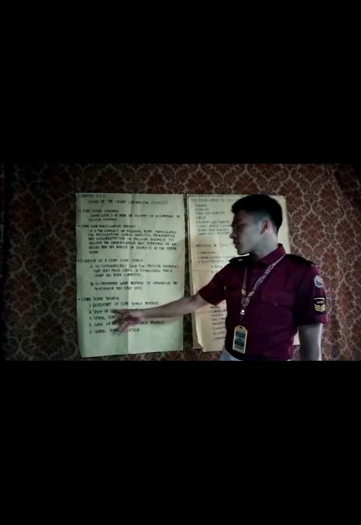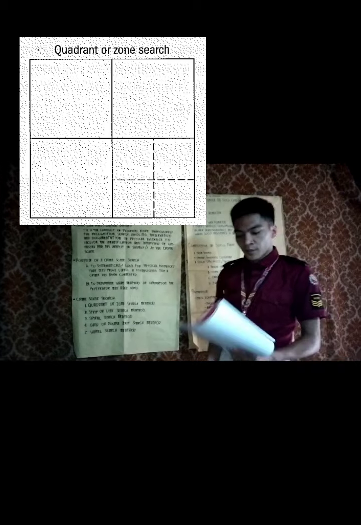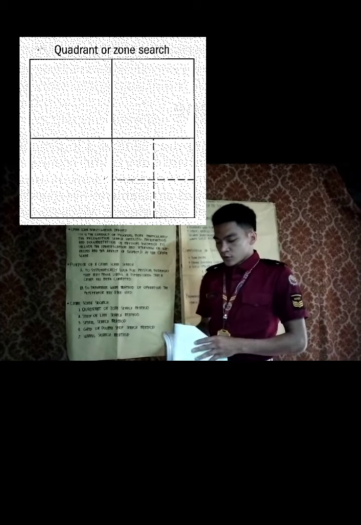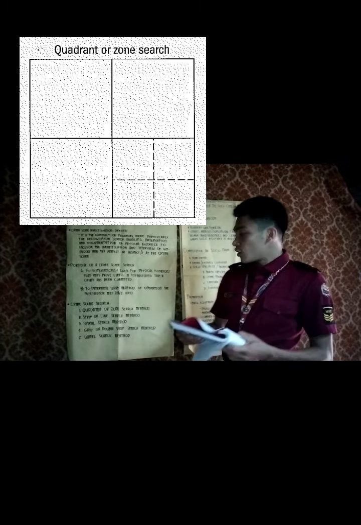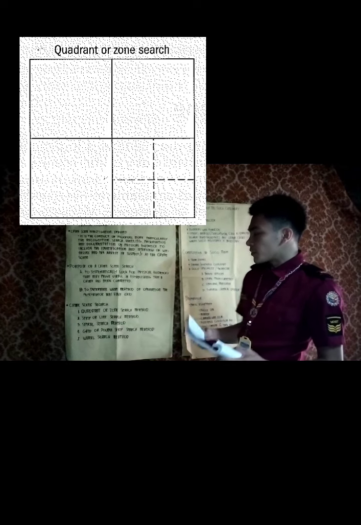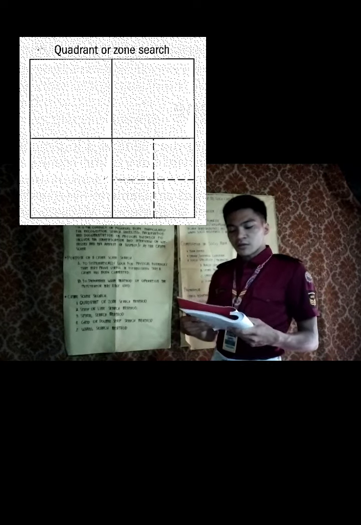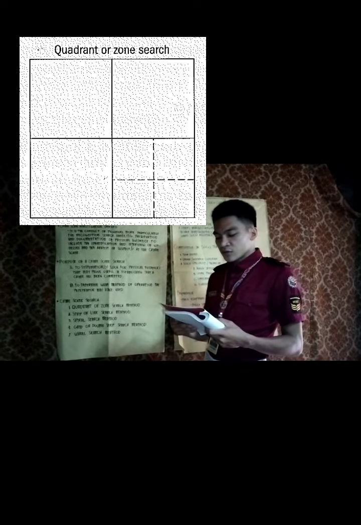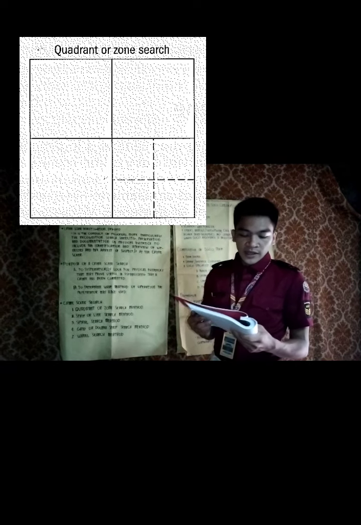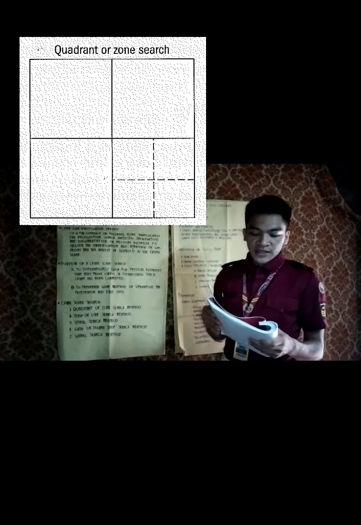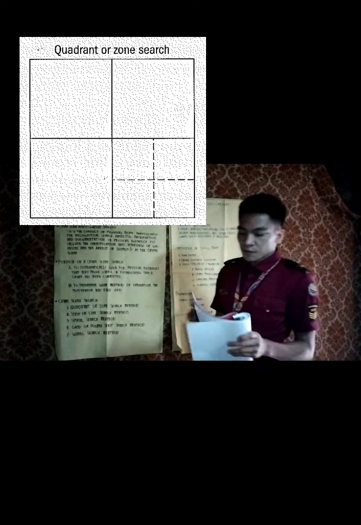So what is the quadrant or zone search method? In this method, the searcher is assigned to a quadrant. Then each quadrant is cut into another set of quadrants.